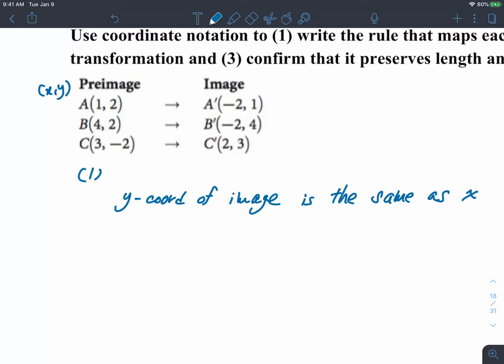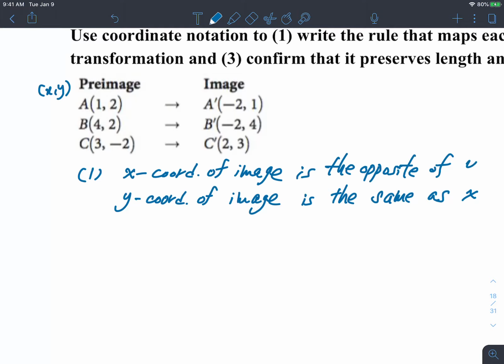Okay, now let's look at the x coordinate of the image. I see -2. Well, I see 2 here. Okay, I see -2. I see 2 here. I see 2. I see -2 here. Oh, okay. So what I notice is that the x coordinate of the image is the opposite of the y value. So that's the rule.